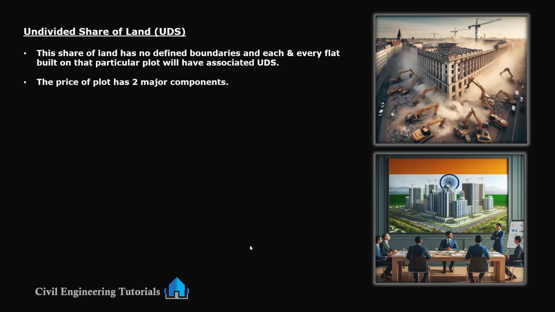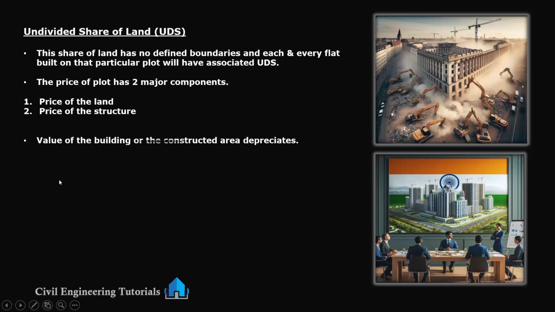Next, the price of a plot has two major components. One is the price of land, and the other is the price of structure. The building itself is not that important. Why? Because the value of the constructed area depreciates. We all know that a flat or apartment depreciates. The older the construction, the lower the market value of the flat.